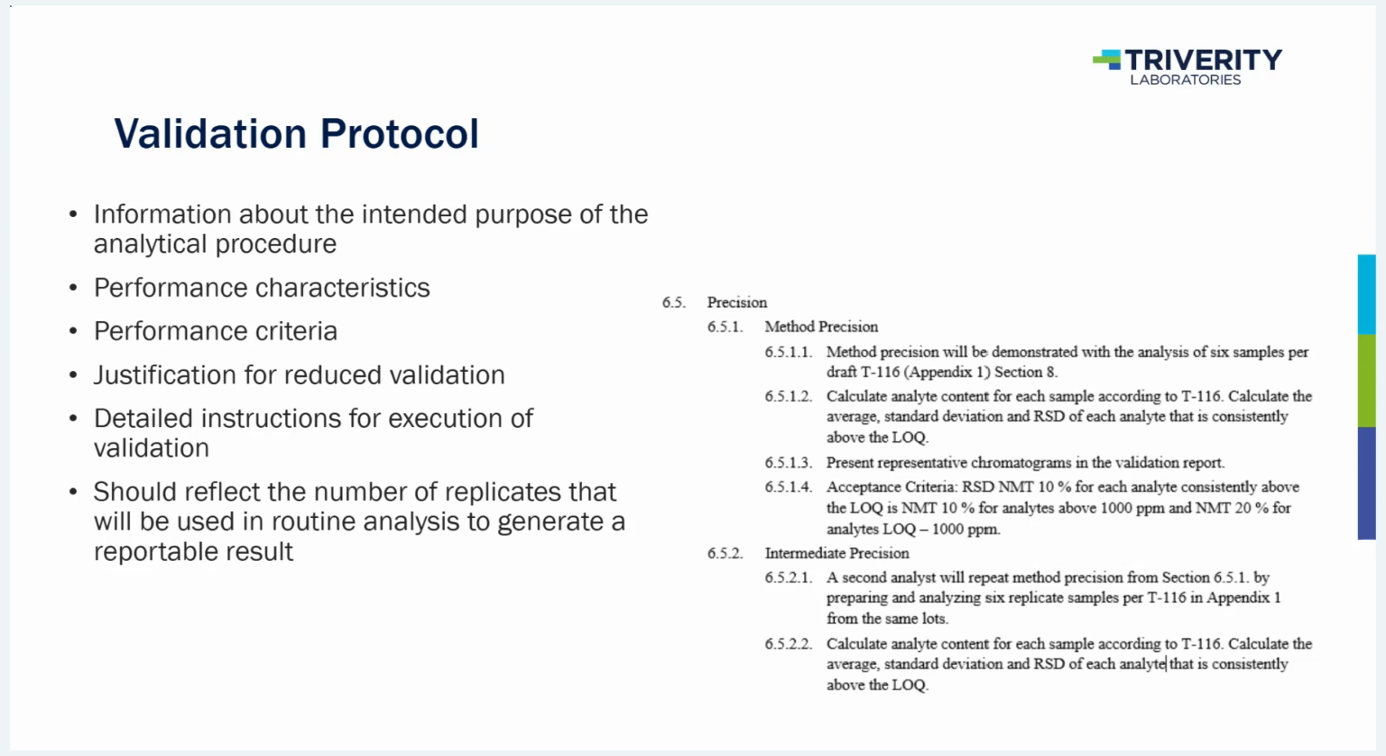And then your validation protocol should take into account the number of replicates that are going to be used in routine analysis to generate your reportable results. So if you are taking 3 replicates and averaging that for your reportable results to compare to your specification, that needs to be taken into account in your method validation. It's possible that you're looking at some product variability. Maybe the capability of your manufacturing process isn't that great, and so you've got tablets. So you're doing a composite. You need to take that compositing into account when you're doing your method validation protocol and your validation study design.